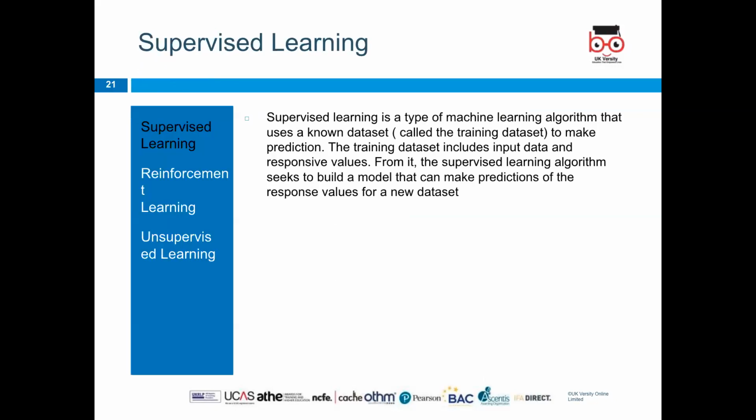So for supervised learning, this is a type of machine learning algorithm that uses a known data set called training data sets to make predictions. The training data set includes input data and response values. Also, the supervised learning algorithm seeks to build a model that can make predictions of the response values for a new data set.